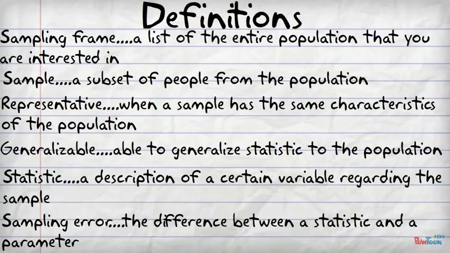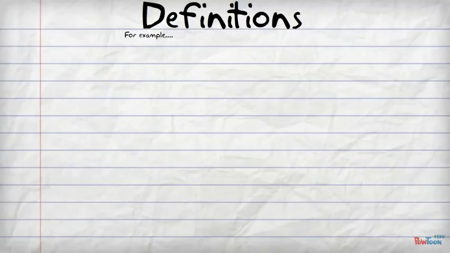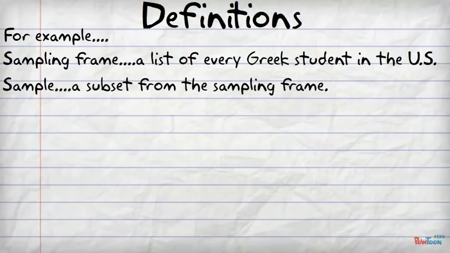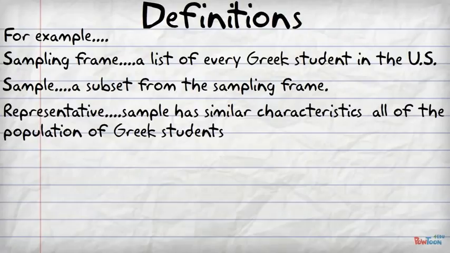Okay, let's continue with our example. Let's say that we had a list of every Greek student in the United States. That's our sampling frame. Then we select a smaller number of students from that sampling frame who have characteristics that are representative of all the population of Greek students, such as the same proportion of males and females, of certain races, those in fraternities or sororities, I guess that's male or female, right? And smokers, non-smokers, and so on. Okay, so this is our sample.